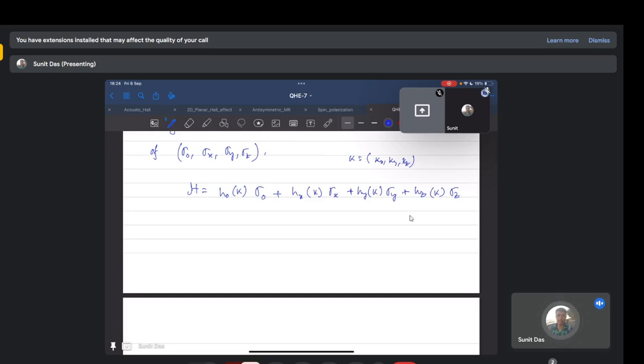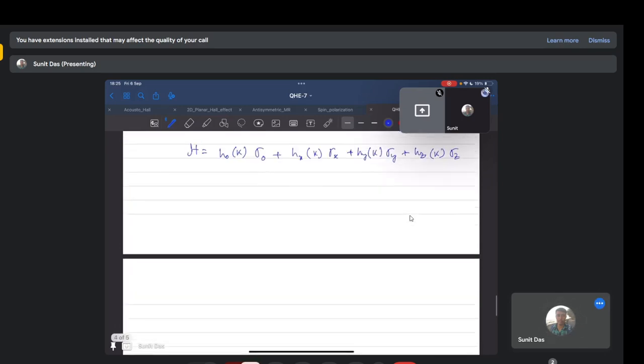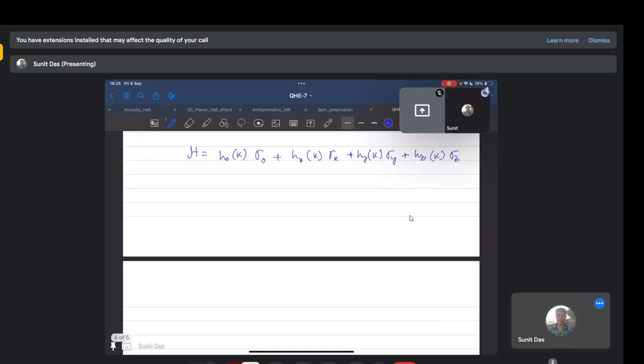And each of the h's of k has different forms depending on the particular system. It turns out that we can easily have a general wave function form and energy form once we parameterize h0, hx, hy, and hz in terms of a kind of spherical coordinates.